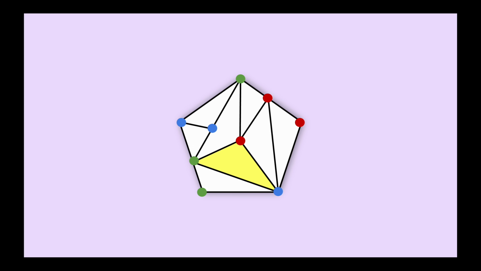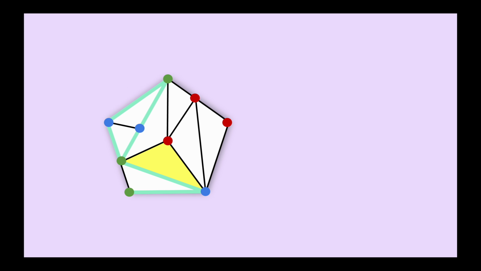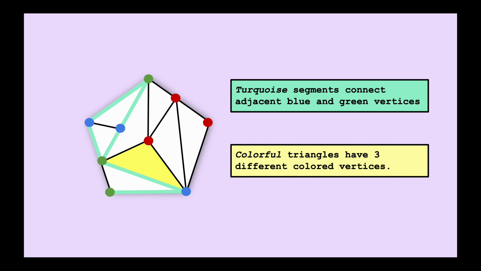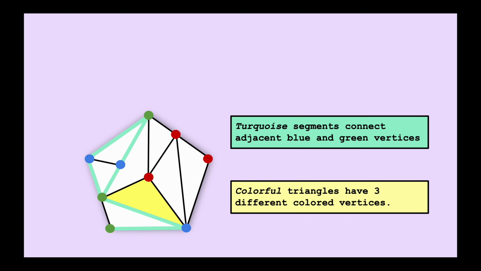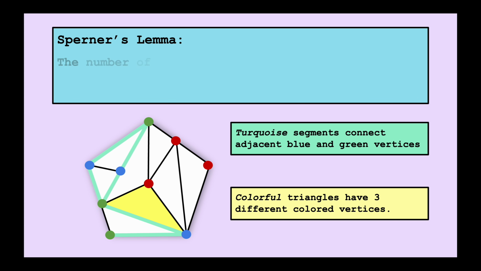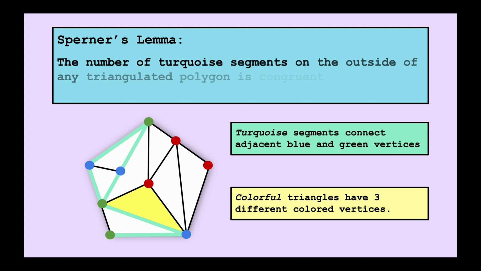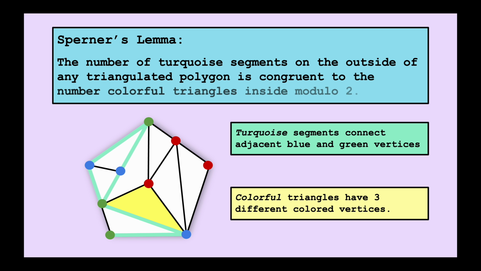We also care about segments between adjacent green and blue vertices, which we will color turquoise. So we currently have one colorful triangle and 6 turquoise segments. Assuming that lines cannot contain more than 2 colors, Sperner's lemma says that the number of turquoise segments on the outside of any triangulated polygon is congruent to the number of colorful triangles inside modulo 2. In other words, the number of colorful triangles and the number of turquoise segments on the exterior of the polygon are either both odd or both even.